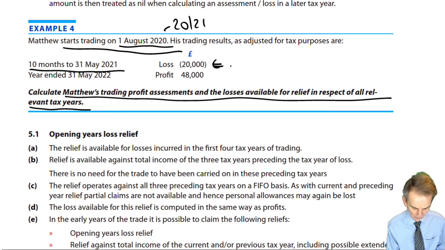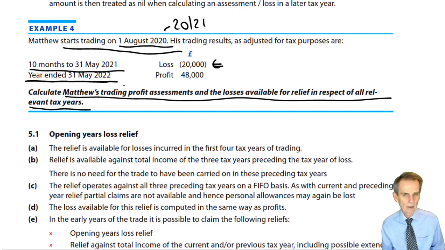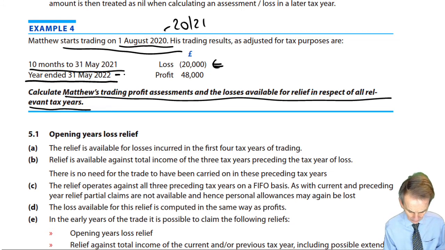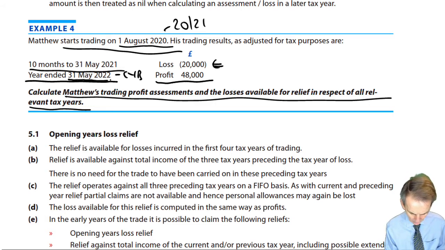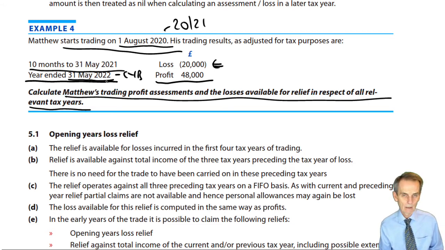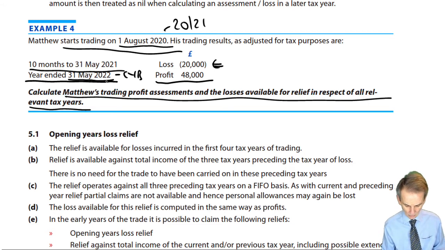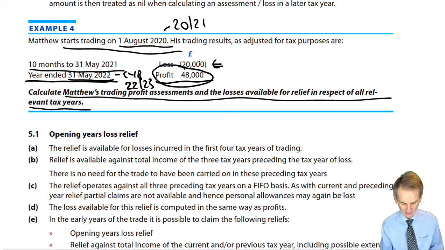We also know that if we pick up the first year end that we've got, year ended 31st of May 22, the first year end will be the first time that current year basis may be used, where we'll be assessing that profit of 48,000. So in which tax year does that year end date, 31st of May 22, fall? That, of course, falls in the 22-23 tax year, and that would be your profit of 48,000.